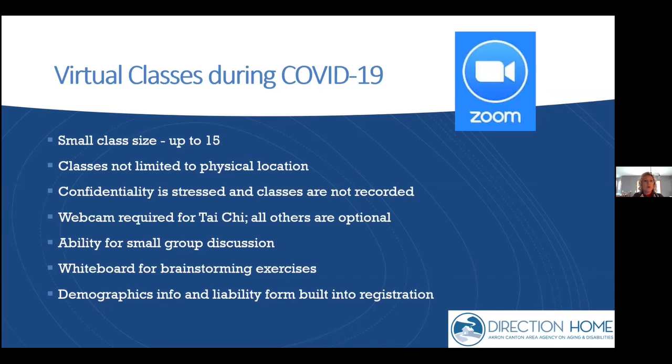And then I have learned to build the demographics info and the liability form into the registration. I used to send it through a fillable PDF, and I ran into the problem of people not returning that. Because these are evidence-based classes, I do need to collect a little bit of demographics information. So I've learned to just build that into the registration form, so I've got it. I don't have to worry about people sending it back to me.